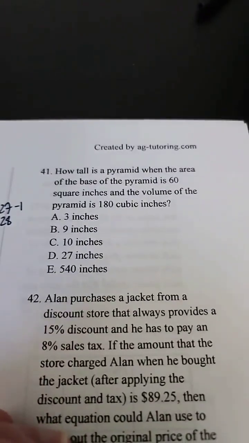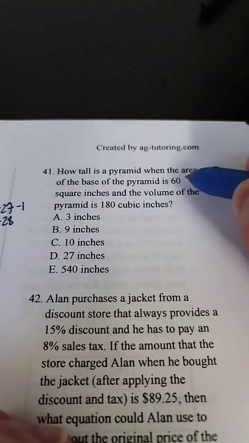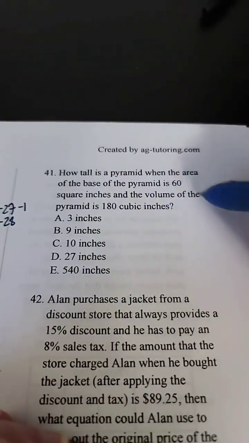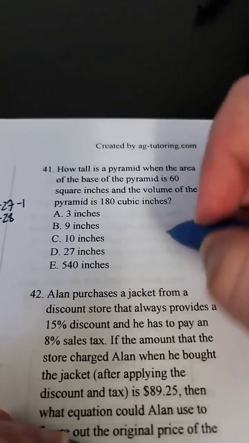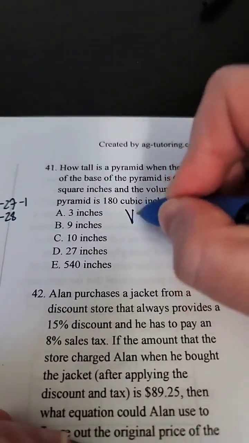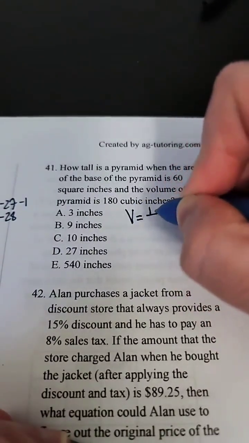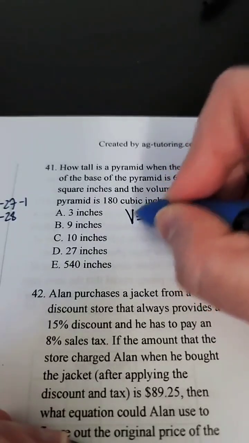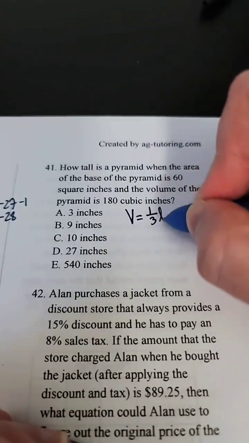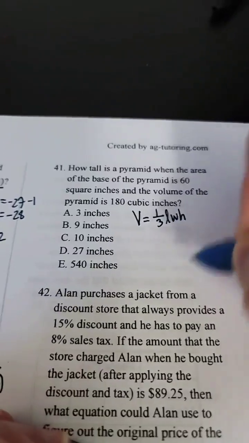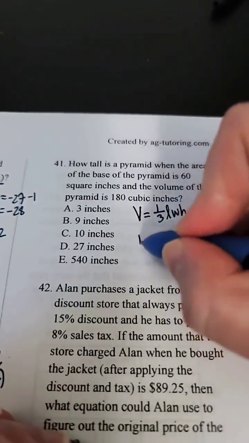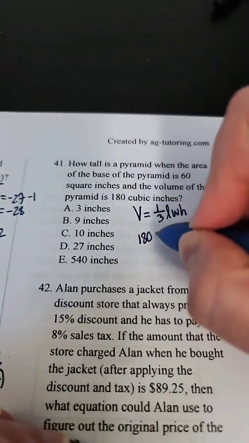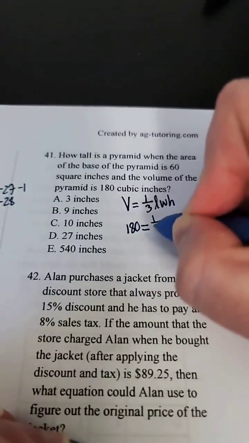So then let's go to number 41. How tall is a pyramid when the area of the base of the pyramid is 60 square inches and the volume of the pyramid is 180 cubic inches? So the volume of a pyramid formula is volume is equal to 1/3 of length times width times height. So we know that the volume is 180, so we can replace V with 180, and then copy down the 1/3.